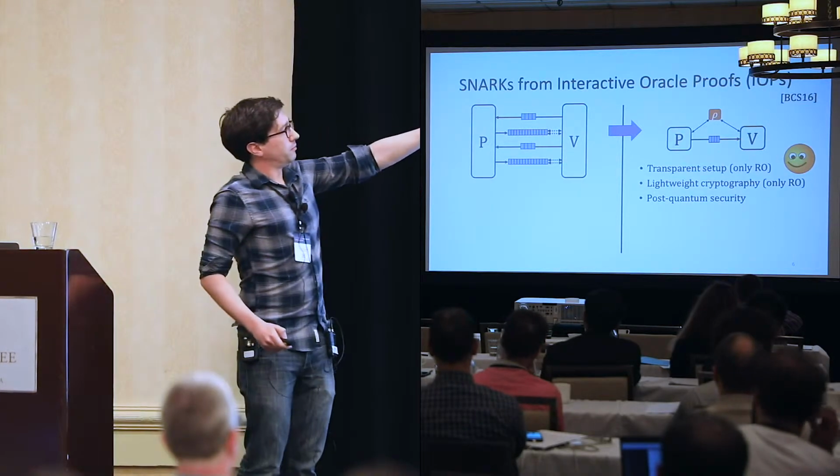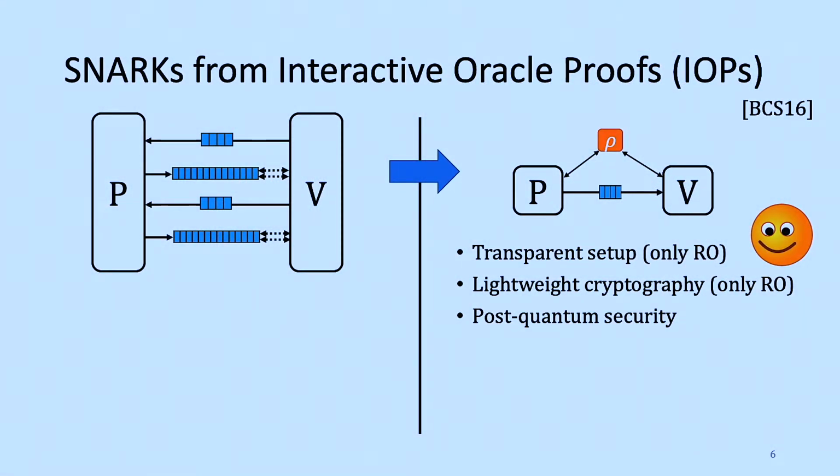You have a multi-round protocol. The verifier sends a challenge. The prover sends back a PCP oracle, which the verifier is allowed to query. The verifier sends back another challenge, the prover sends back a PCP oracle, and you can continue like this as long as you like. And then at the end, the verifier makes a bunch of queries to all the PCPs, and then he decides whether to accept or reject.